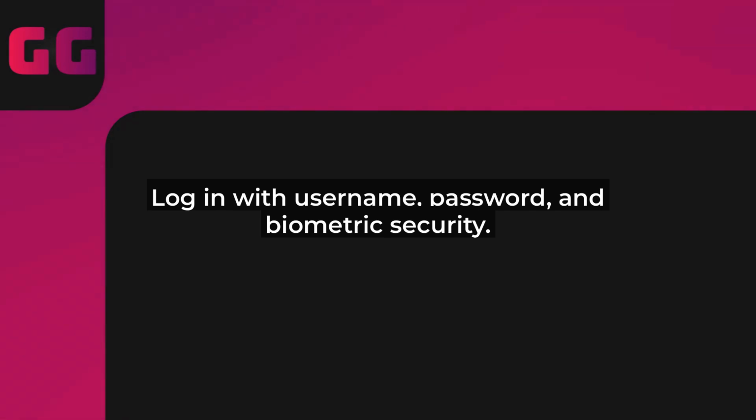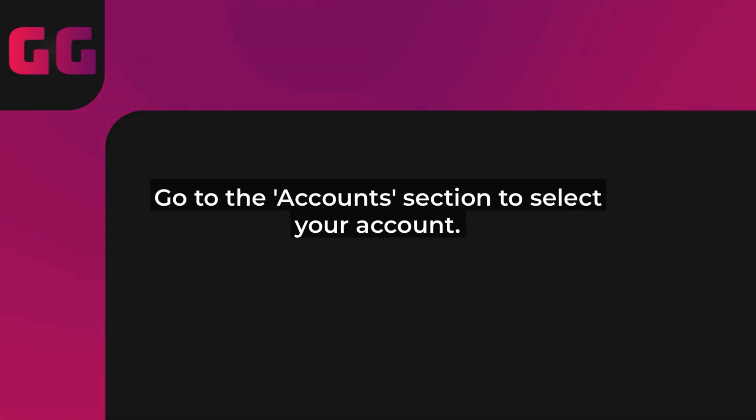Step 1. Open the app and log in using your username, password, and the new 2025 biometric features like fingerprint or facial recognition. This adds an extra layer of security to protect your data. Once logged in, head to the Accounts Overview section. Here, you'll see all your linked accounts. Tap on the one you want to review.